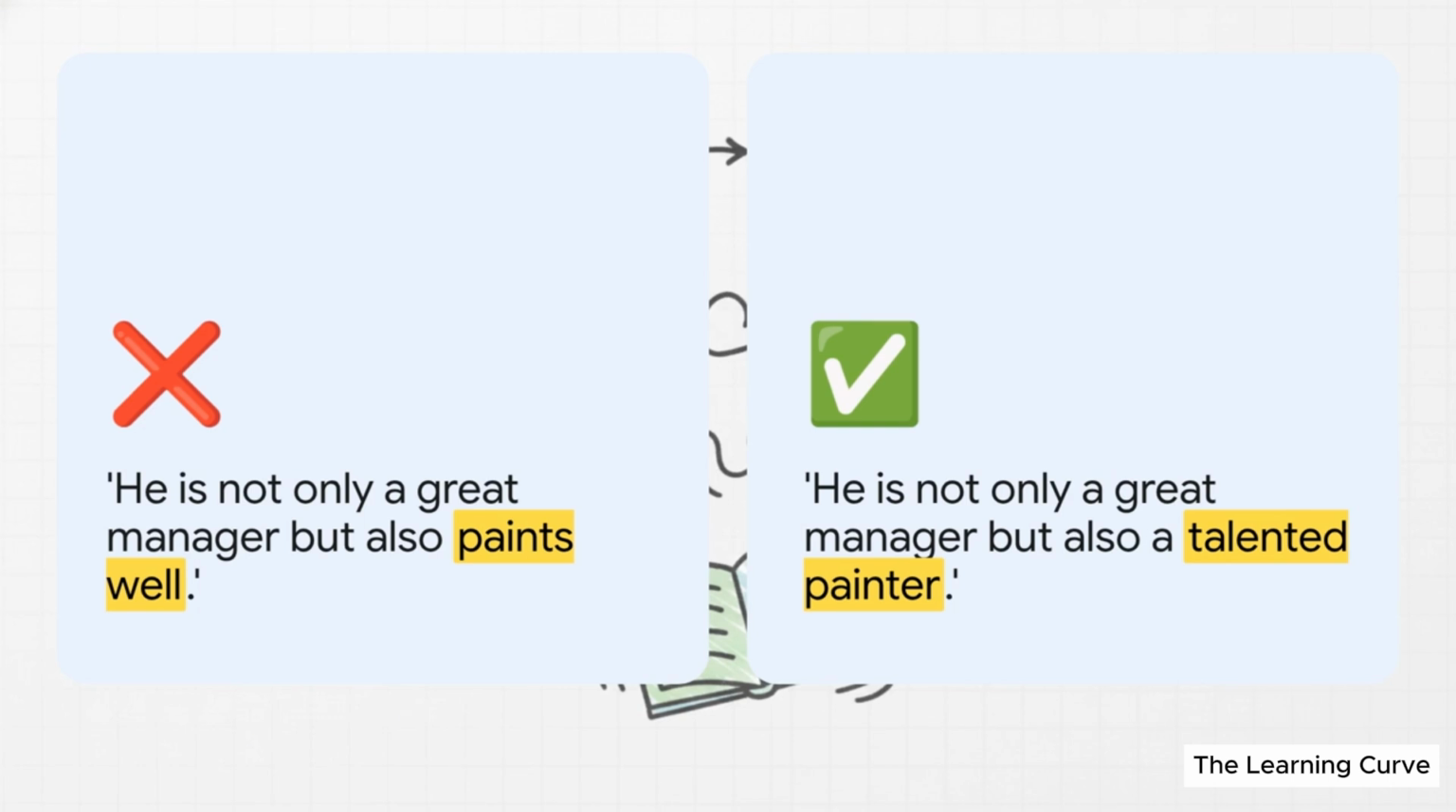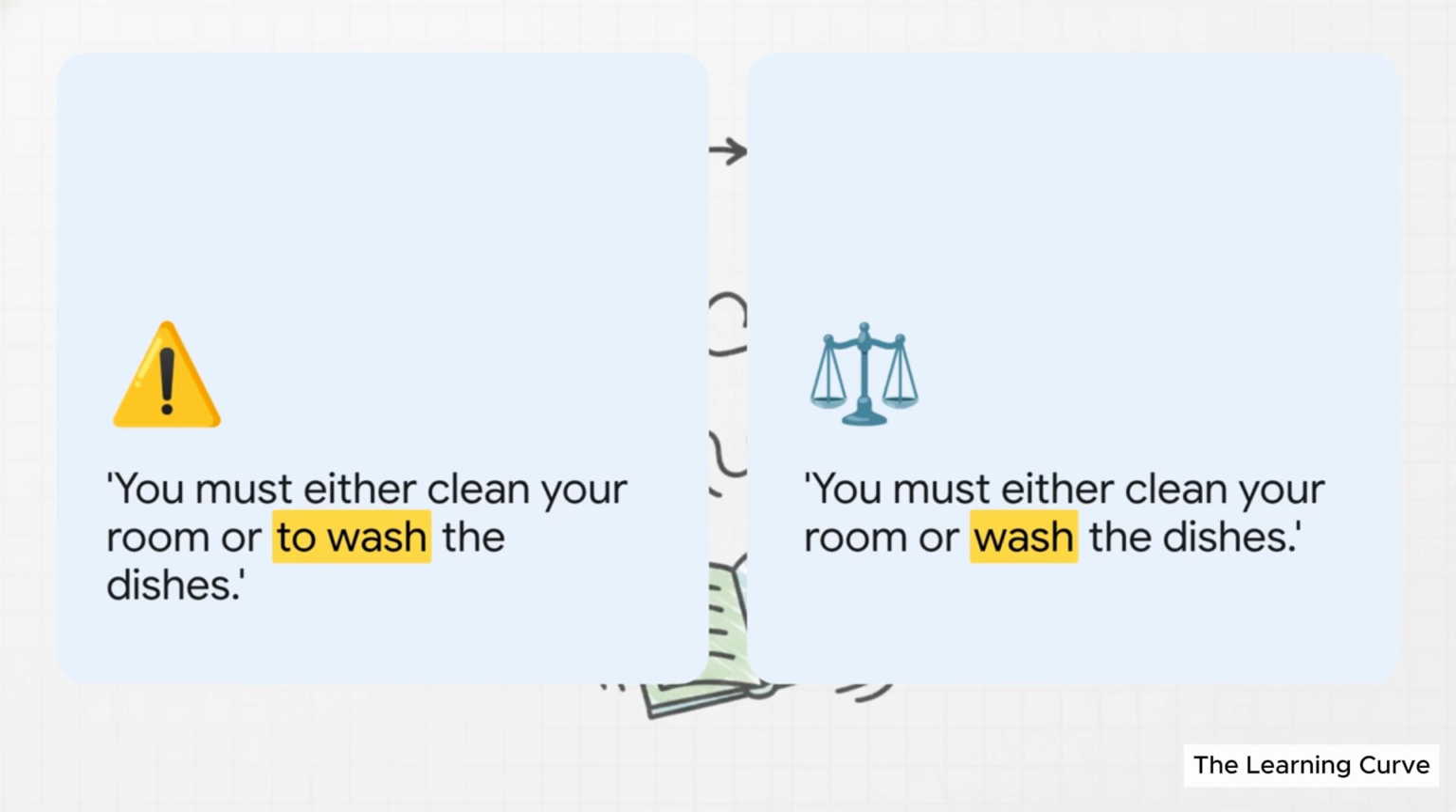Now look at the perfectly balanced version marked as correct. He is not only a great manager, but also a talented painter. Smooth precision. Noun phrase matched perfectly with a noun phrase. The balance is totally restored, and the sentence sounds infinitely more professional and polished. And this brilliantly illustrates that the parallel structure rule applies to absolutely every type of grammatical unit.